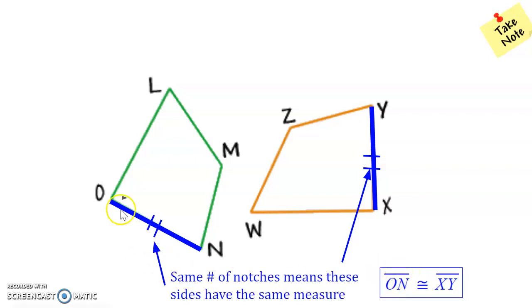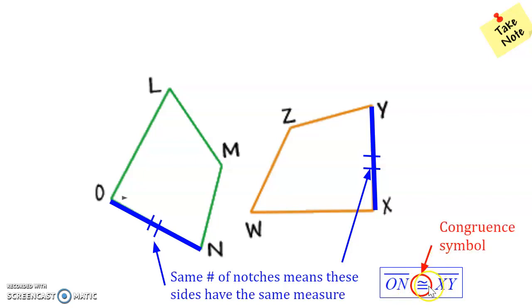Why do we have the line on the top? To indicate that this is a line segment. It's a portion of the line. It does not go on forever. If it goes on forever, then we would have arrows on both sides, but we do not. So it's just a line segment. That's the line segment ON is congruent to line segment XY. I could have written NO and YX. That doesn't matter. The order does not matter in this case. And do you see the symbol right there? It looks like an equal sign with this squiggly thing. So what is that? That is the congruence symbol.